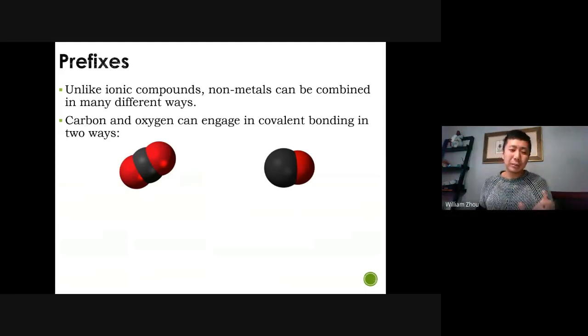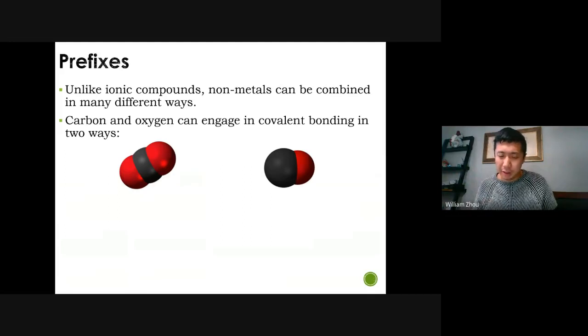Ionic compounds can only be combined in very specific ways. You have to balance their charge. Like sodium and oxygen. Sodium is 1+, oxygen is 2-. You have to have 2 sodiums and 1 oxygen. No choice. But molecular compounds, you do have a choice.